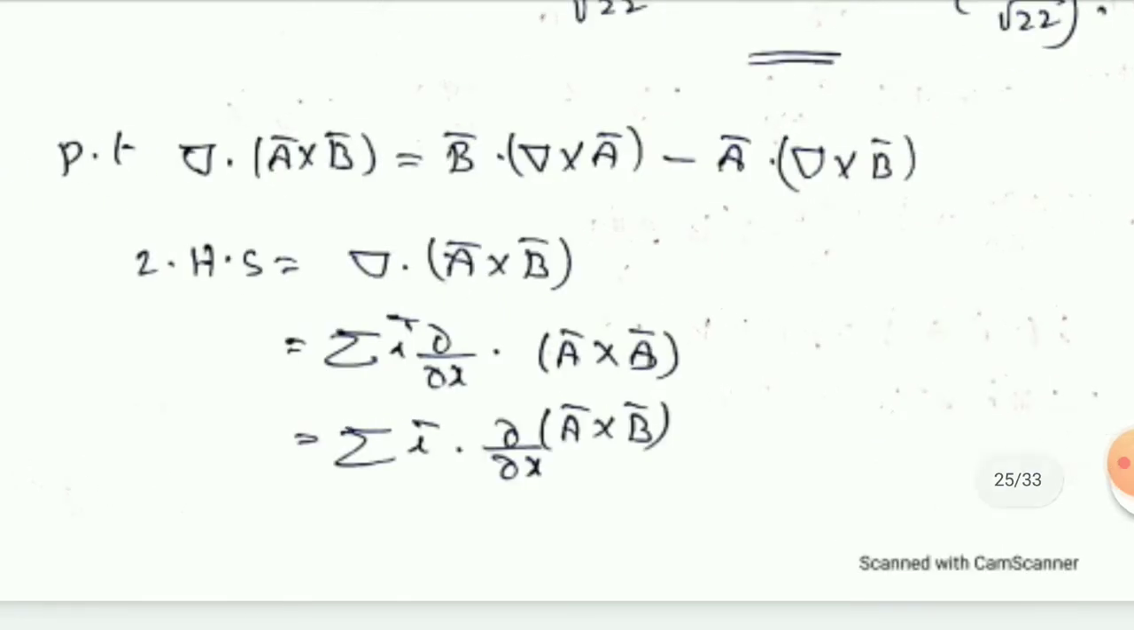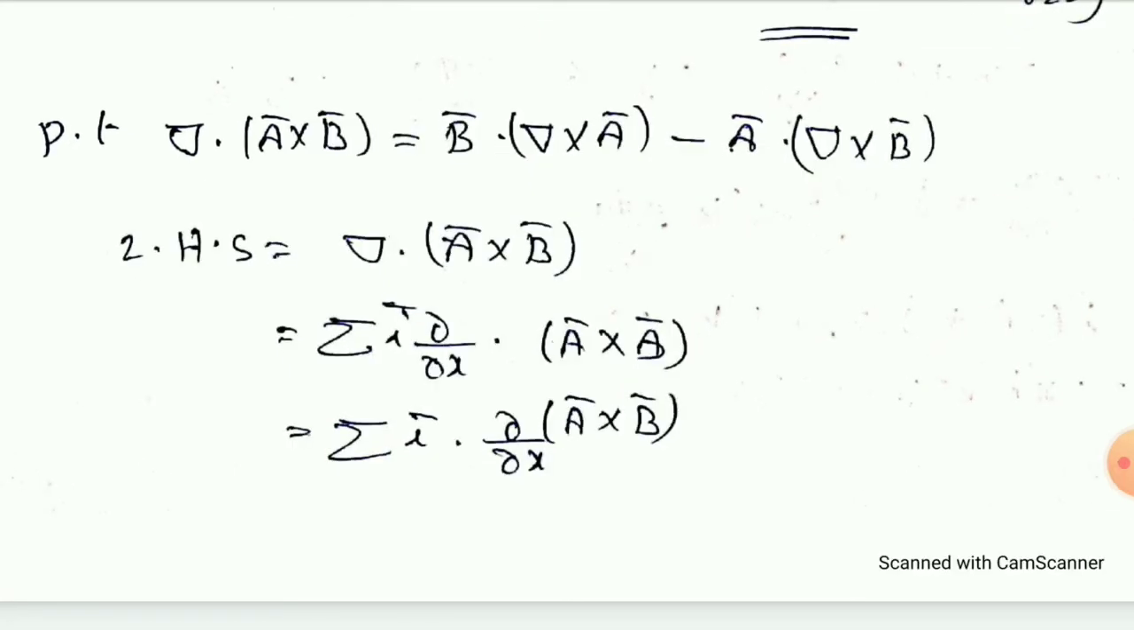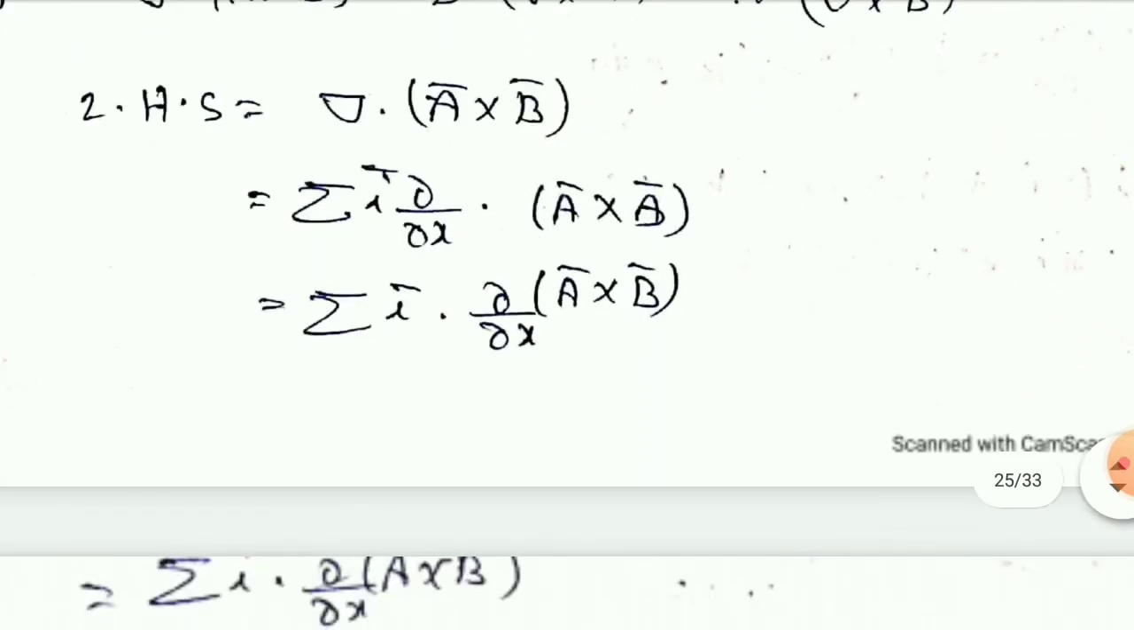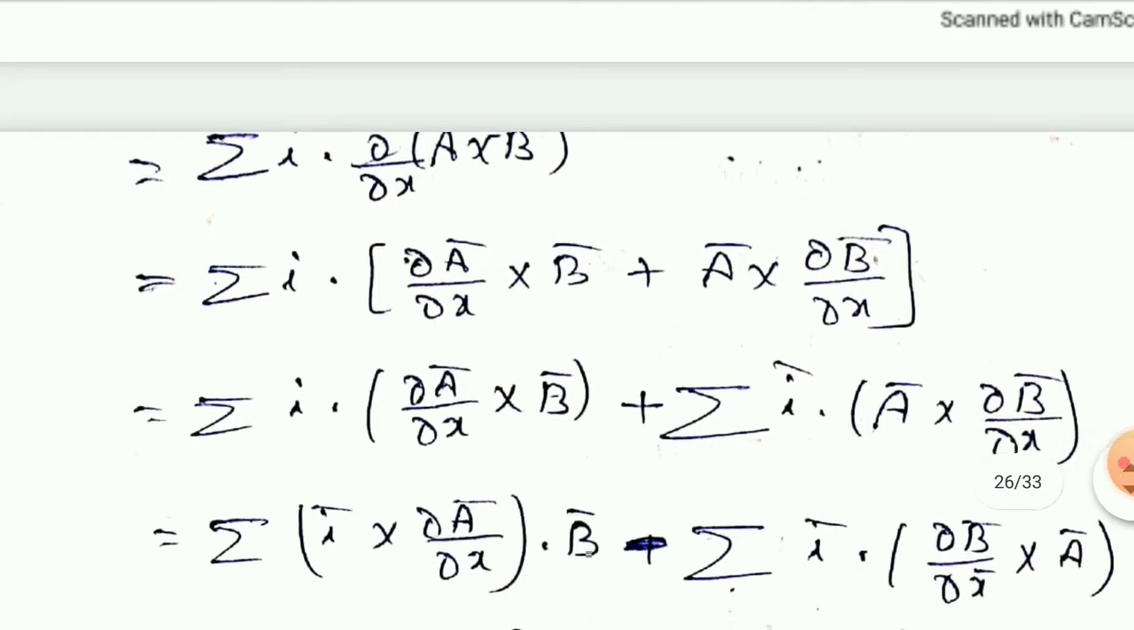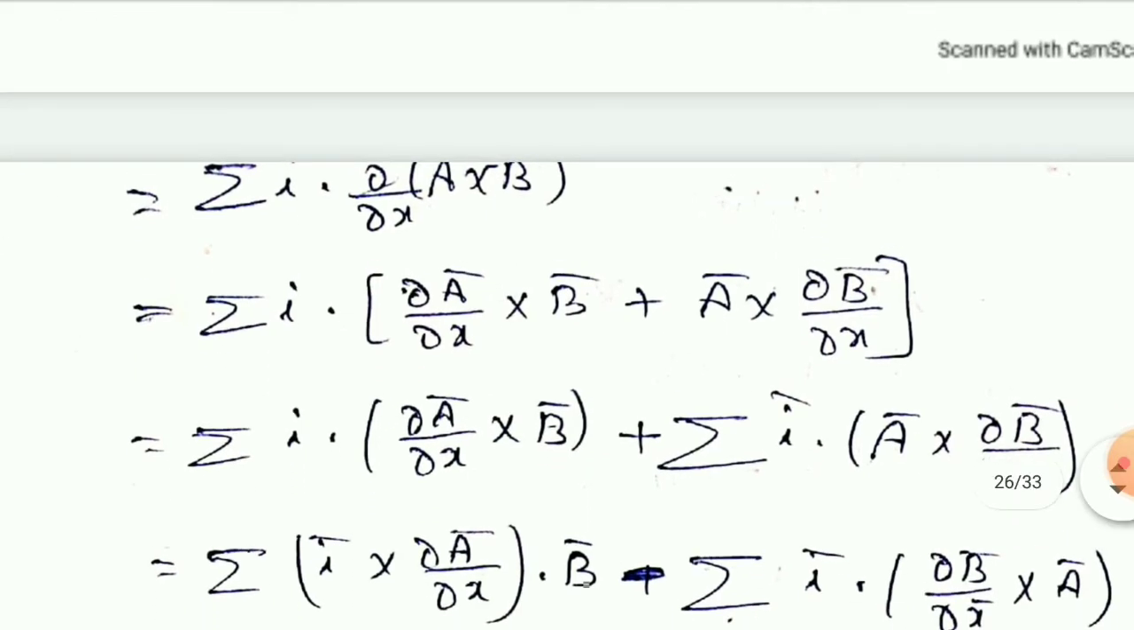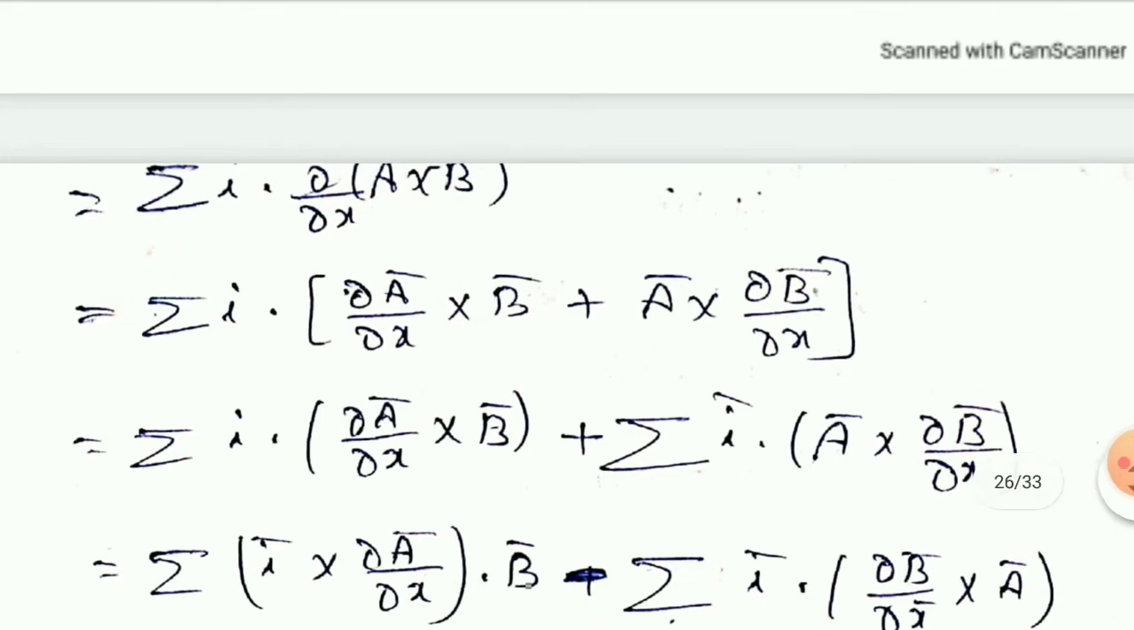Del dot (a bar cross b bar). Del definition is nothing but summation i dot dou by dou x. Instead of writing the complete formula, I write summation i dot dou by dou x of that bracket value, a bar cross b bar. I keep the summation as it is. Differentiation dou by dou x of a bar cross b bar can be taken, by the UV rule, as dou a bar by dou x cross b bar, plus a bar cross dou b bar by dou x.